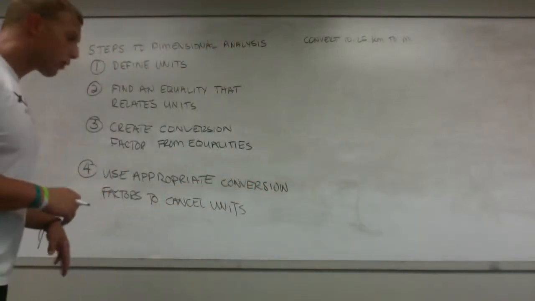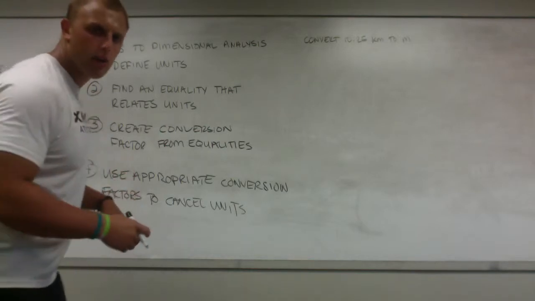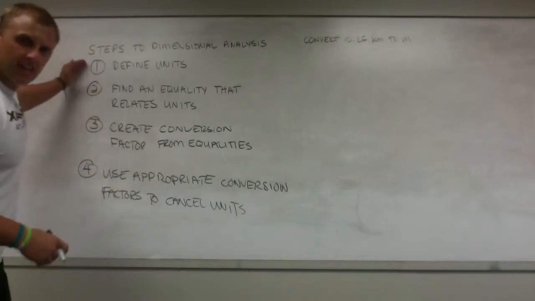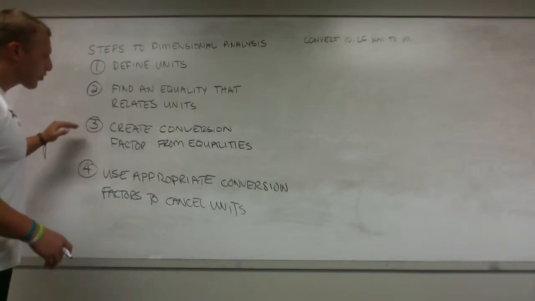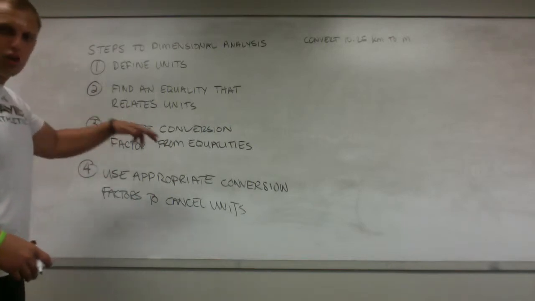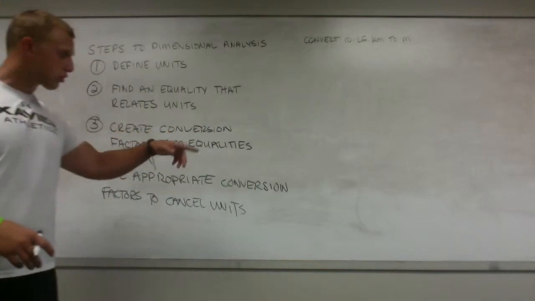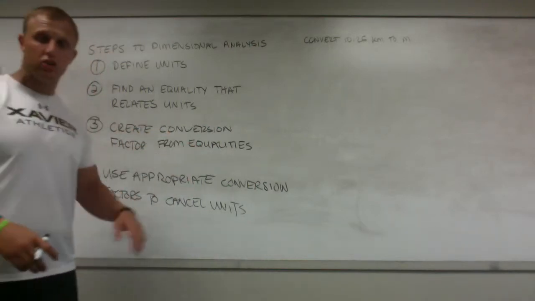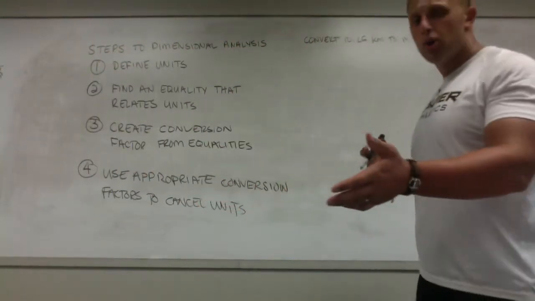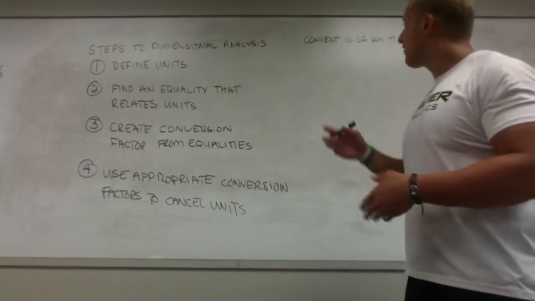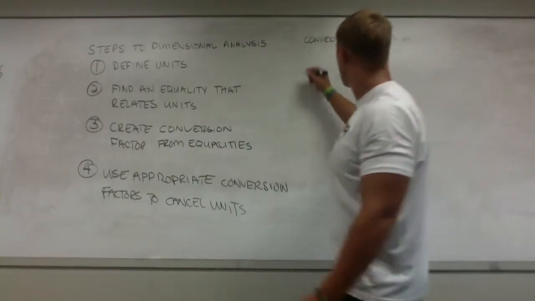We're going to use 4 simple steps to accomplish our dimensional analysis every time. 1, we're going to define our units. Then 2, we're going to find an equality that relates the units. And then with 3, we're going to create conversion factors from those equalities. And then 4, we're going to use those appropriate conversion factors to cancel units. So here's what I mean. I'm going to do one example problem per lecture, one per step, and then we're going to do group work off those lectures.